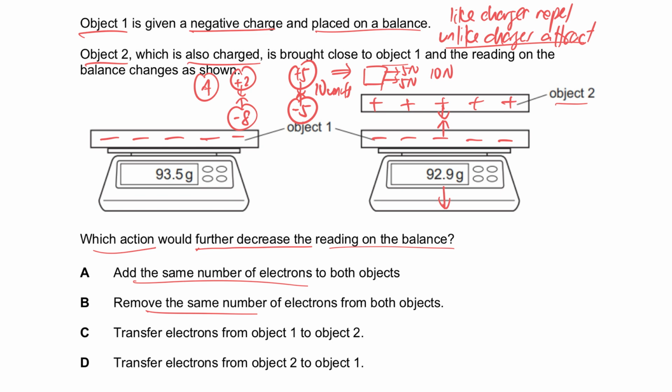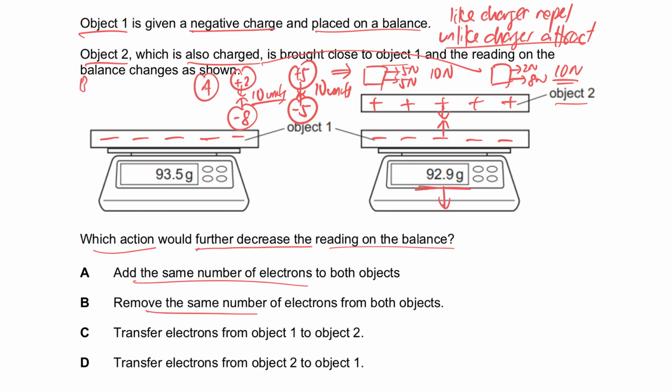And if you use the dynamics analogy, this is a 2 Newton to the right, and that will be an 8 Newton to the right. The total resultant force will be 10 also. So the attraction force between both of them will be 10 units. It will be the same. That means the reading on the balance will still be 92.9 gram.